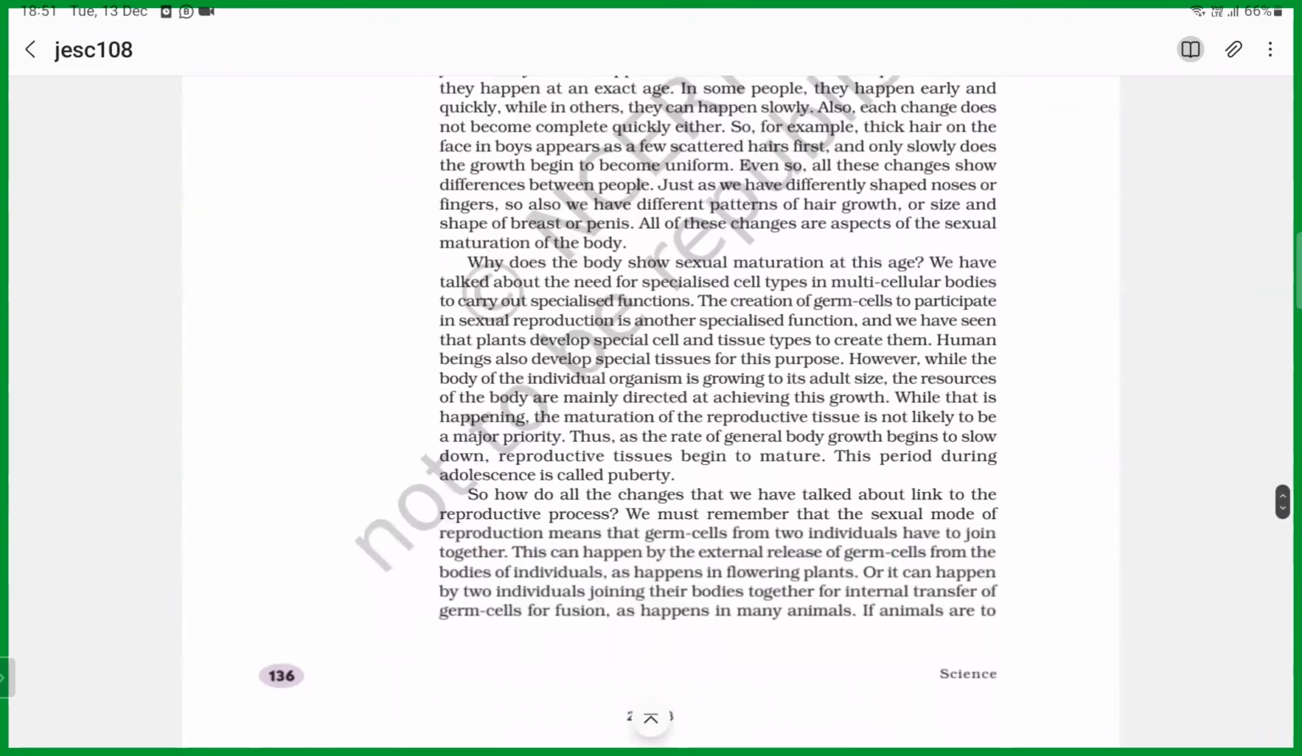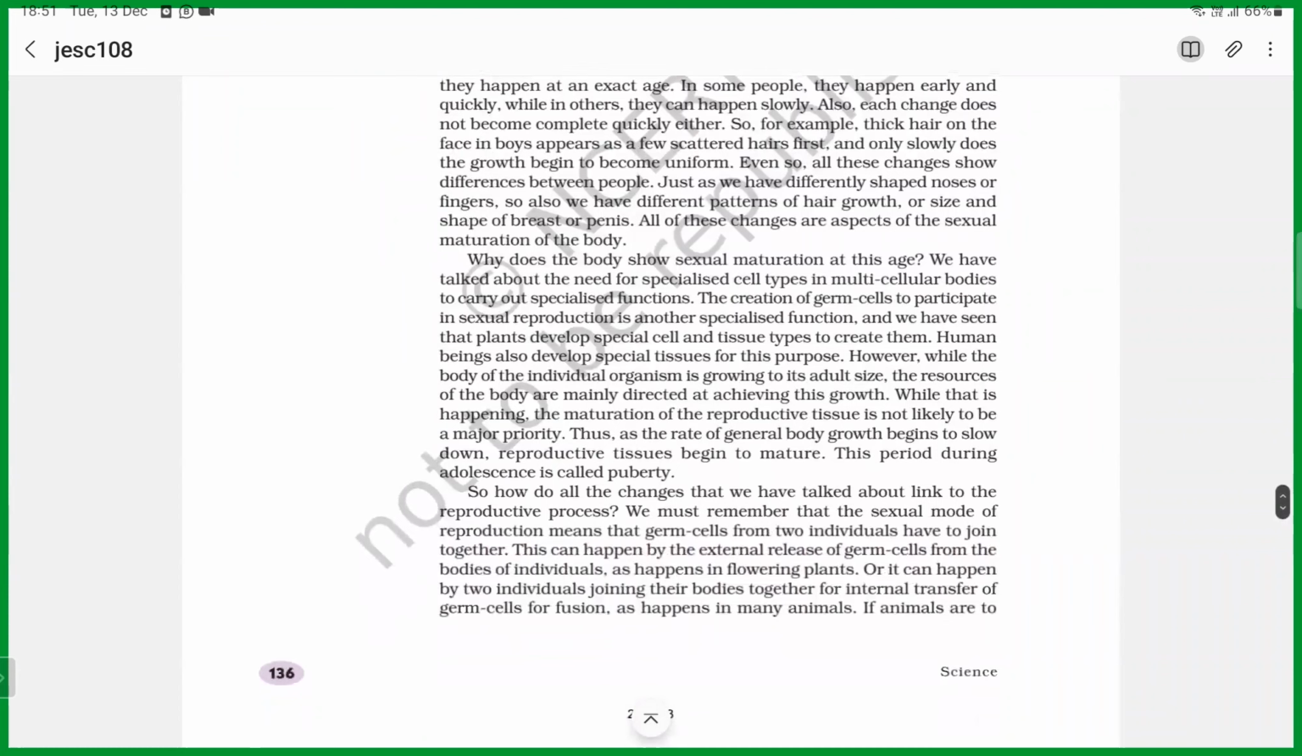Hormones. Okay, the transition of phases between juvenile phase to reproductive phase to senescent phase, everything is controlled by chemical messengers. Basically they are called what? Hormones. Okay, hormones only control the transition phases. Okay, so keep that in mind.